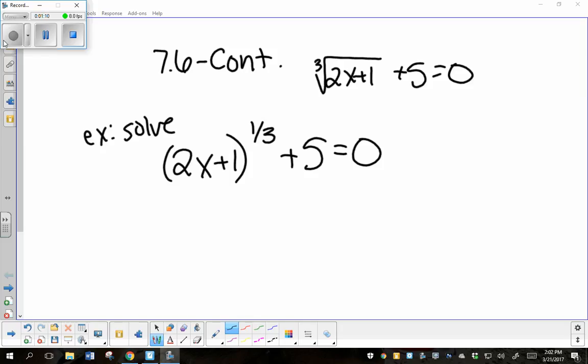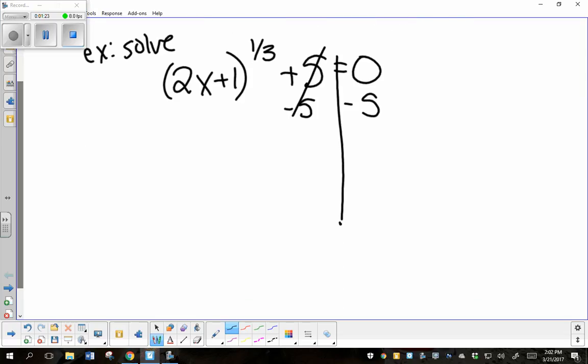So the first thing you want to do is get the root by itself. So what should we do to get the root by itself? Yep, so let's subtract 5 from each side of the equal sign. So we're left with (2x plus 1) to the 1/3 equals negative 5. So now we want to get rid of the root.